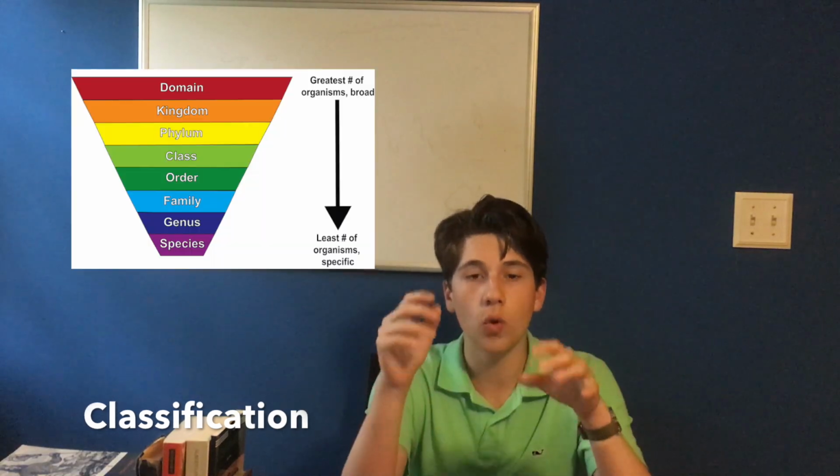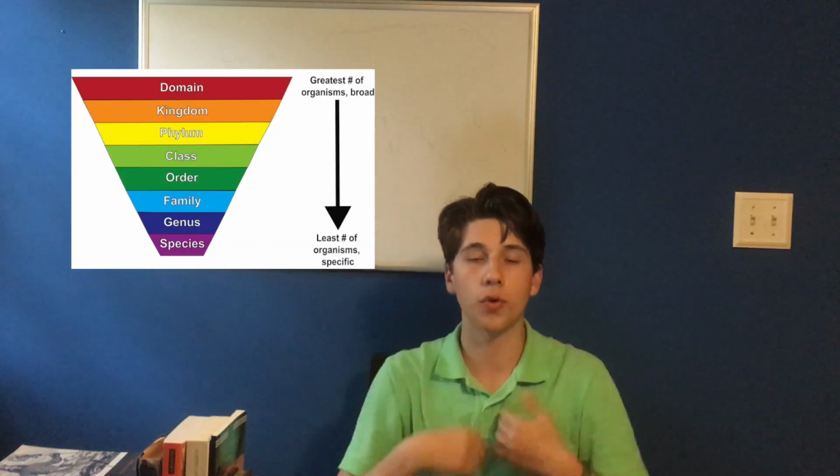Okay, let's talk about classification. So you need to remember the order, which is kingdom, phylum, class, order, family, genus, species. And I don't really have any good mnemonic devices to give you. I would just say drill it in your head that it's kingdom, phylum, class, order, family, genus, species.